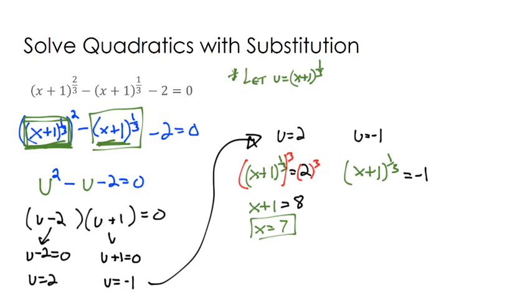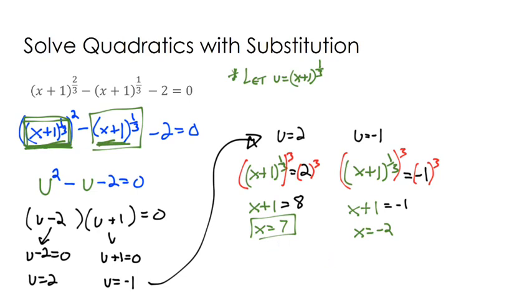Let's do the same thing over here. I'm going to raise that to the 3rd power, and I'm going to raise that to the 3rd power, because when I raise a power to a power, I multiply exponents. That's going to be x plus 1 to the 1st, which I don't really have to write, and that's equal to -1 to the 3rd power. -1 times -1 times -1 is -1. And then once I subtract 1 from each side, we get x equals -2.